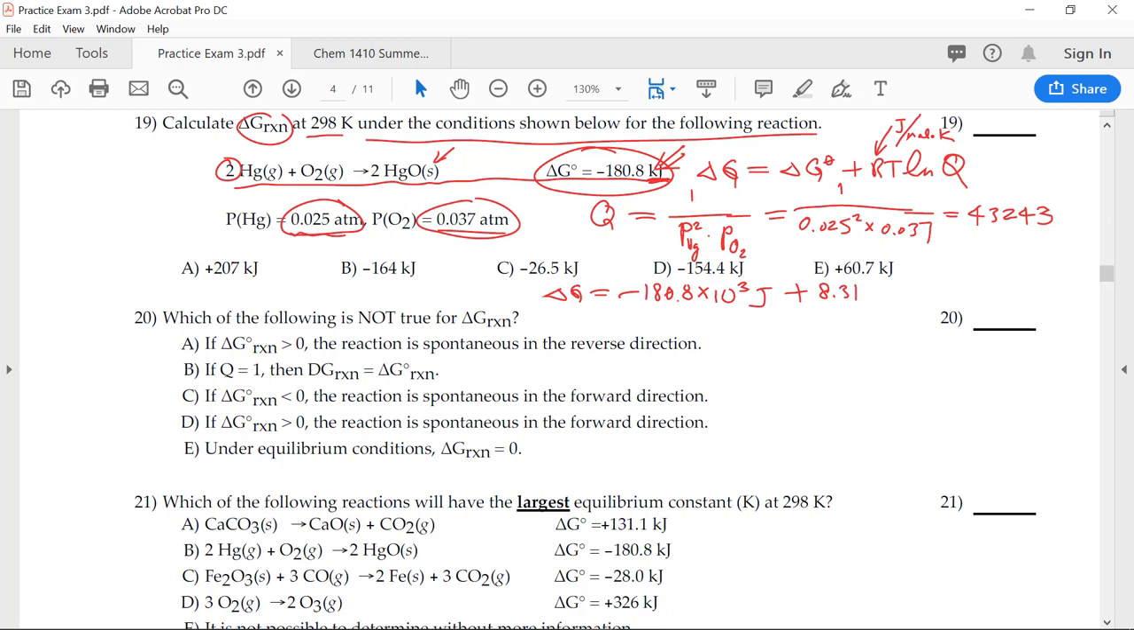So when you do this calculation, the temperature is 298, and the natural log of 4323. So after you do this calculation, then for question number 19, D will be the correct answer. So this gives us, remember this is joule, when you convert it to kilojoule, it will be negative 154.4 kilojoule.